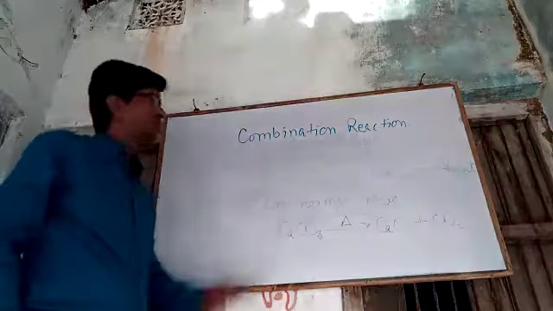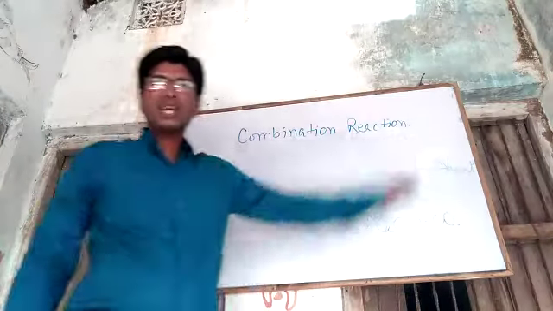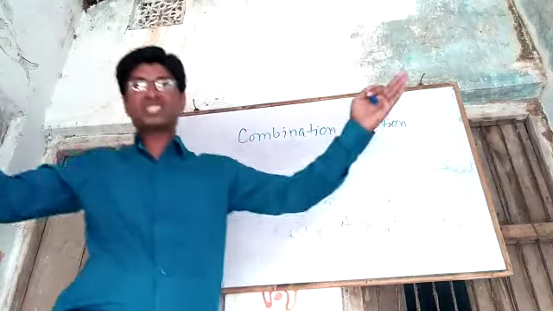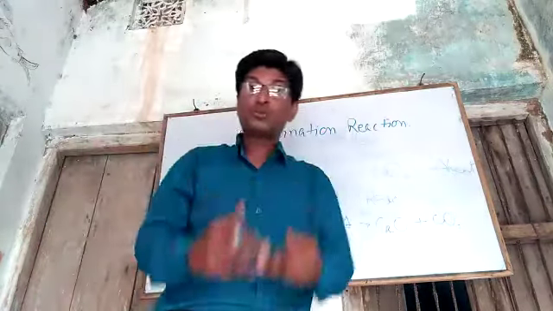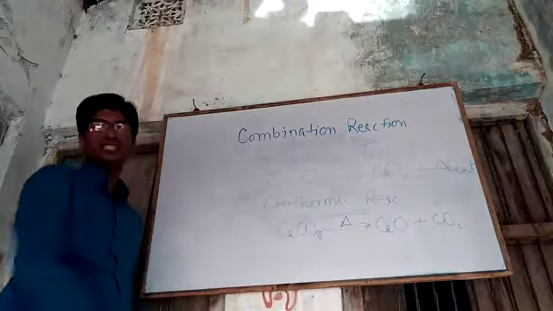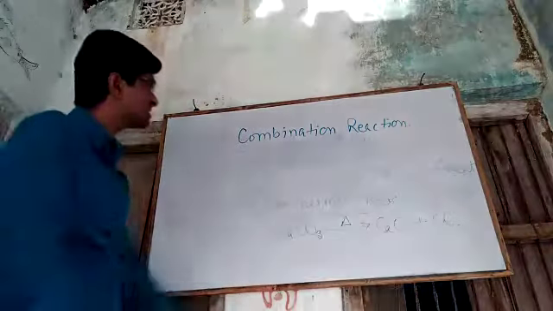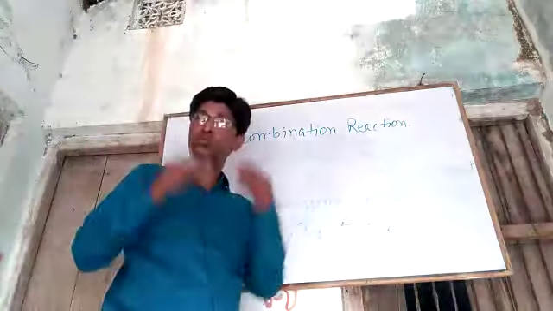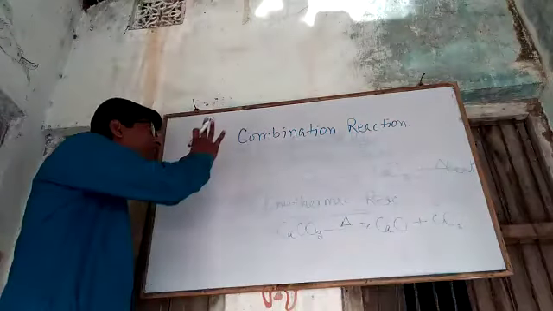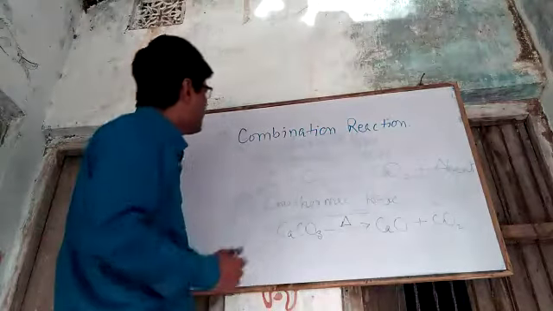Dear students, the name itself tells combination reaction. It means the reaction in which two or more than two substances get combined to produce a single product is called combination reaction. The substances, either two or more than two kinds of substances, when they combine to form a single product, then the reaction is said to be a combination reaction. Now I am taking some examples for combination reaction.